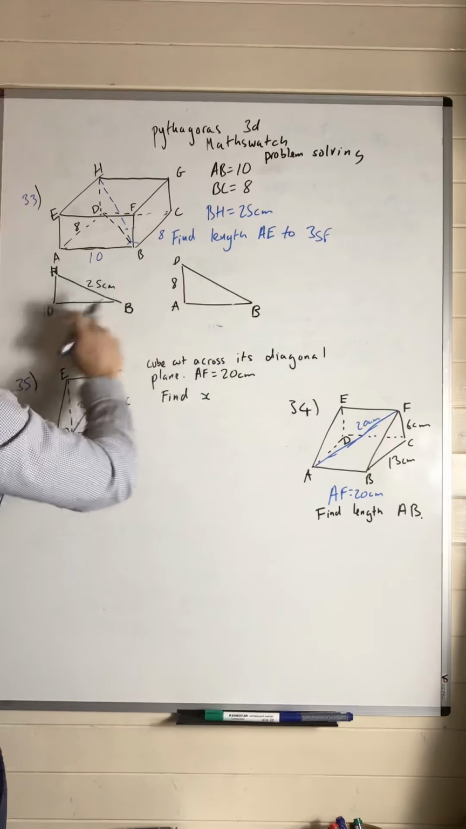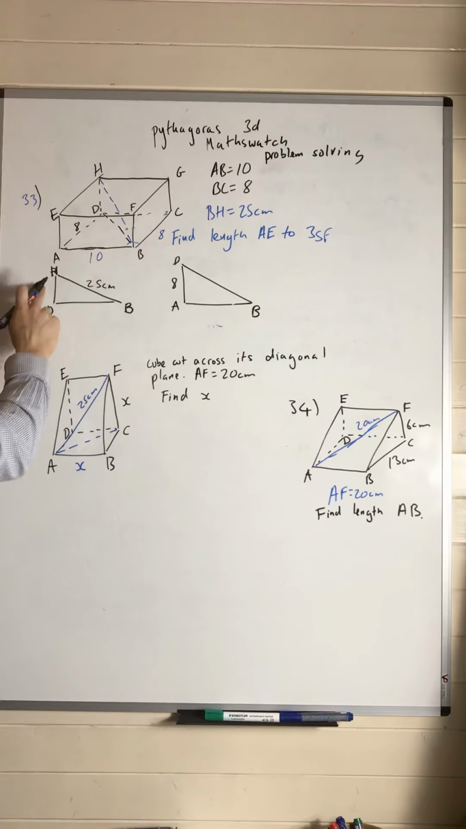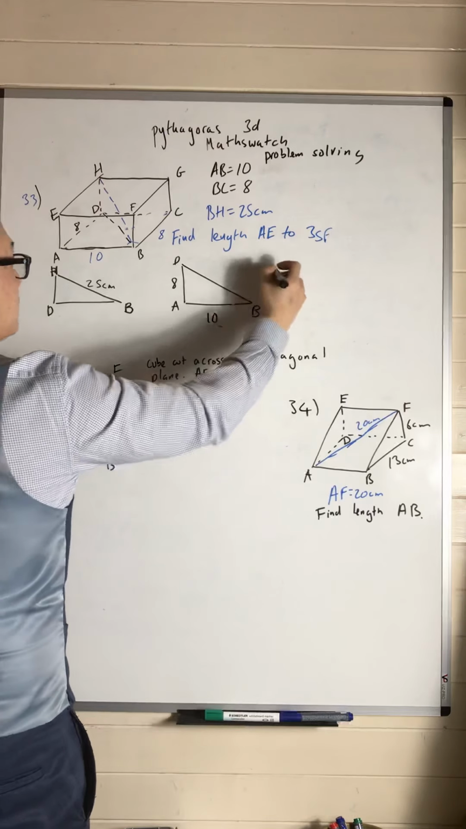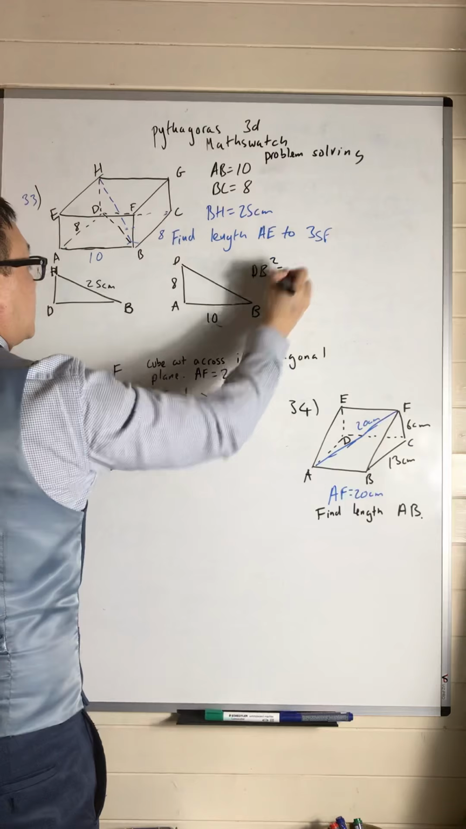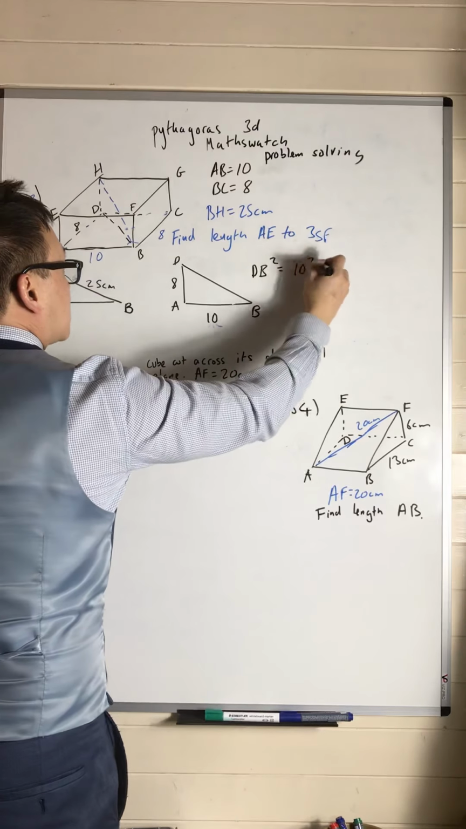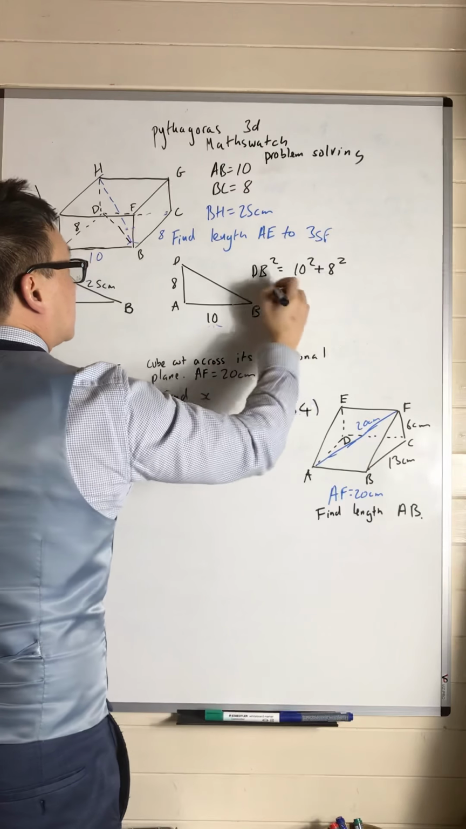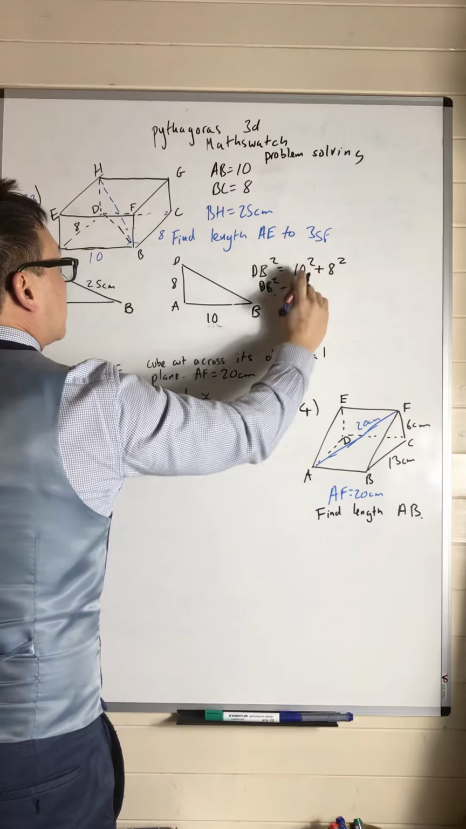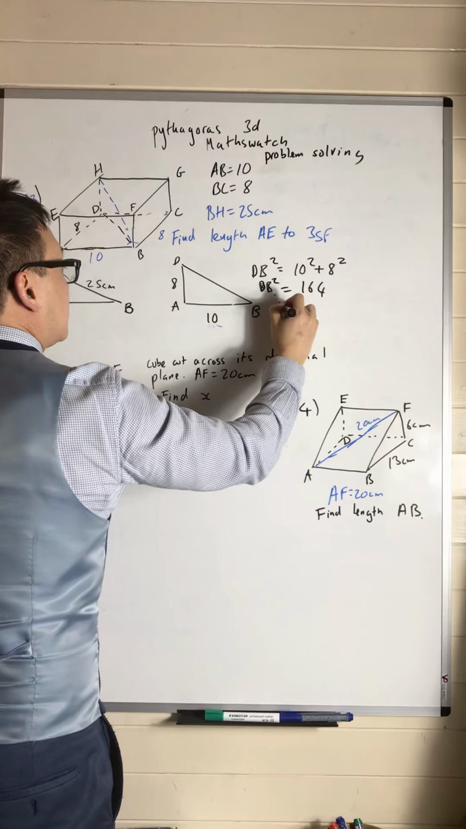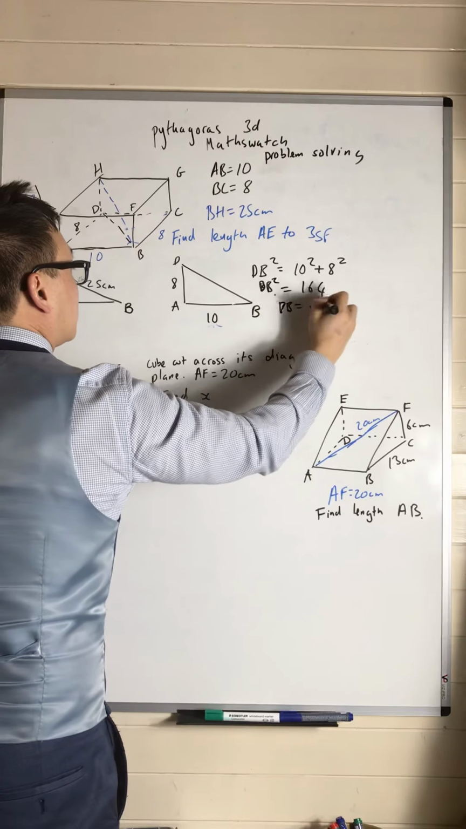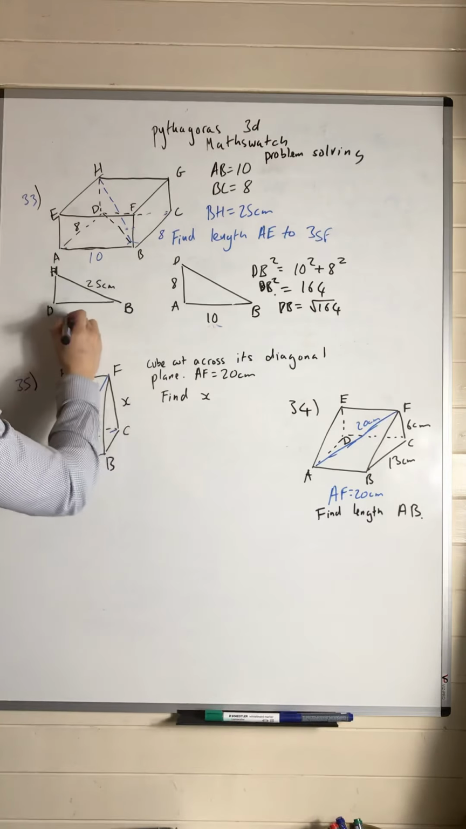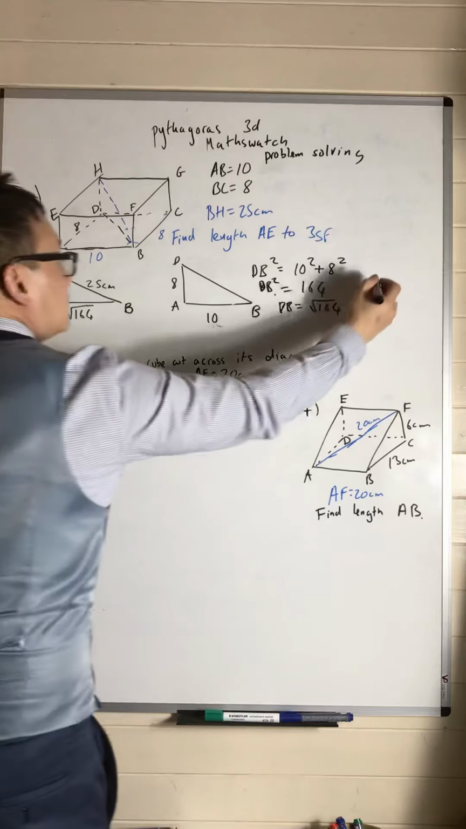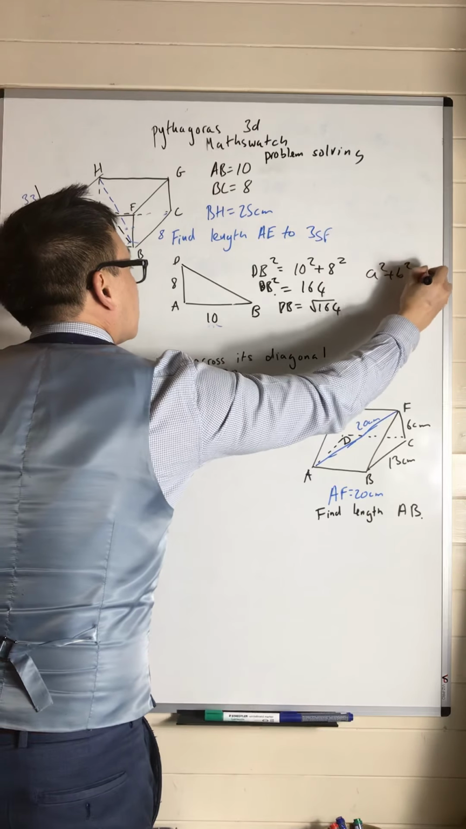So we can find the length of DB, put here, and use Pythagoras to find DH, which is the same as EA. So that's 8, AB is 10, so DB squared will equal 10 squared plus 8 squared, so DB squared equals 100 plus 64, that's 164, so DB equals the square root of 164. I can write that here. This is from a squared plus b squared equals c squared, Pythagoras theorem.